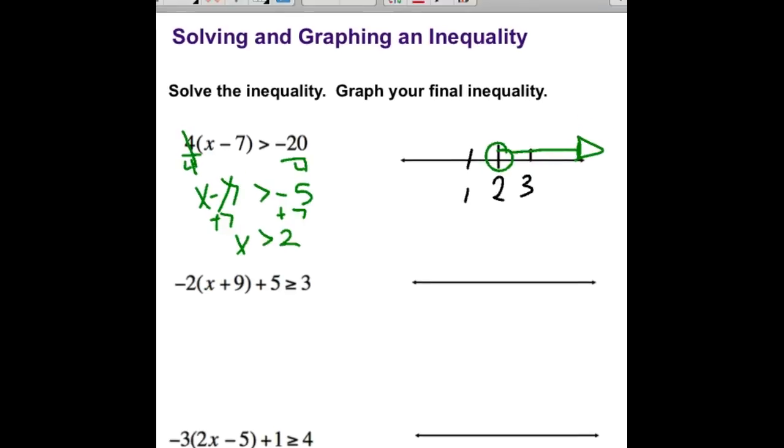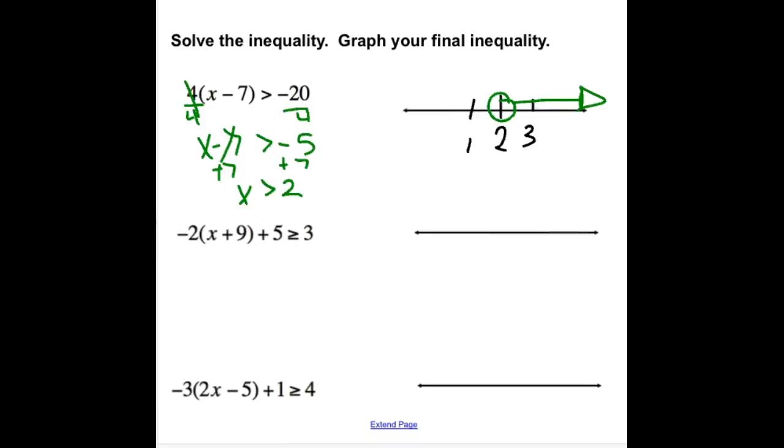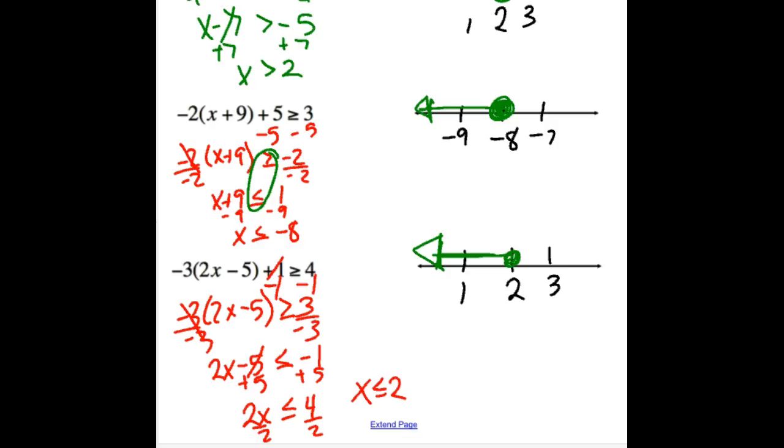You have 2 more problems to do. Pause the video now and try the next 2 on your own. Alright, check your work with mine. You should end up with x is less than or equal to -8. Notice that from step 2 to step 3, I flipped that inequality sign because I divided by a -2.